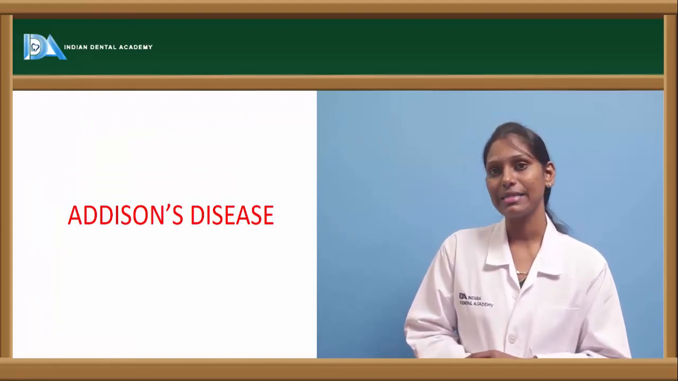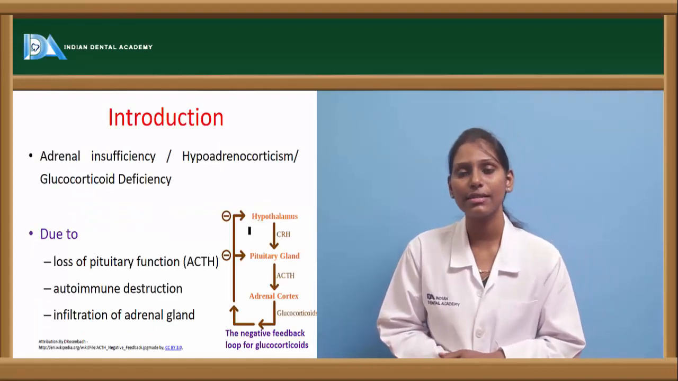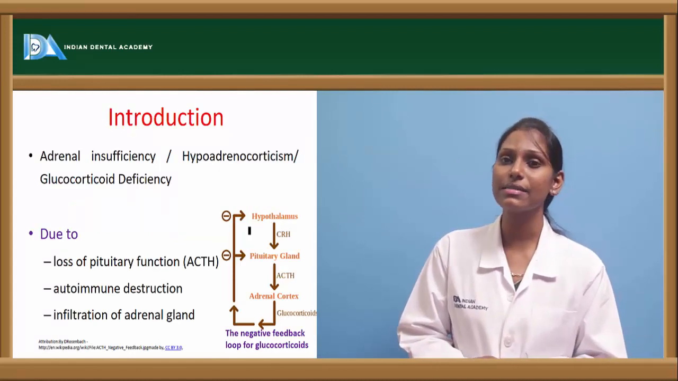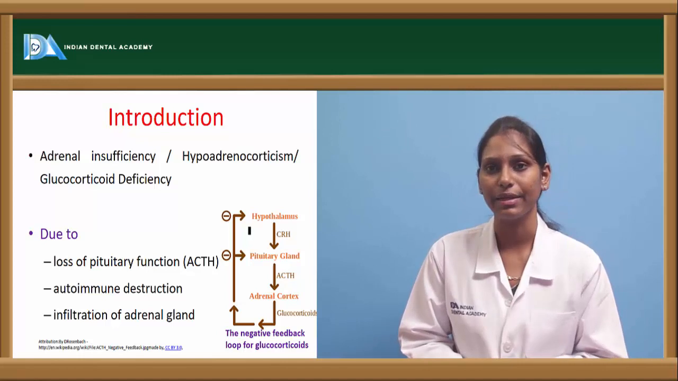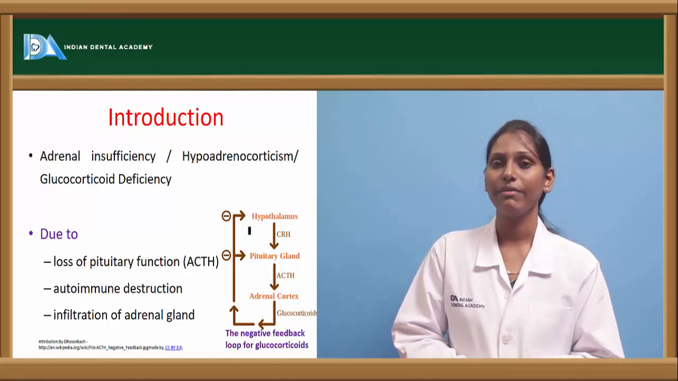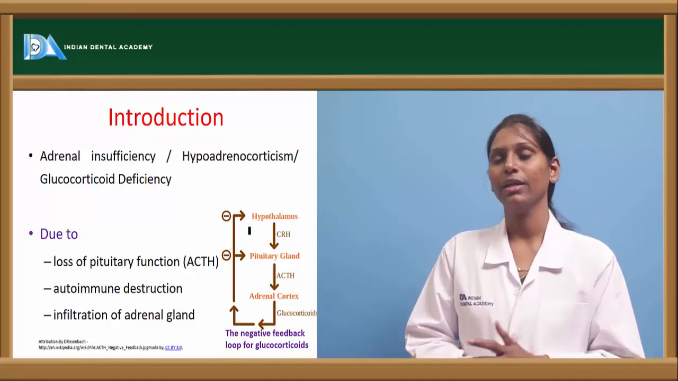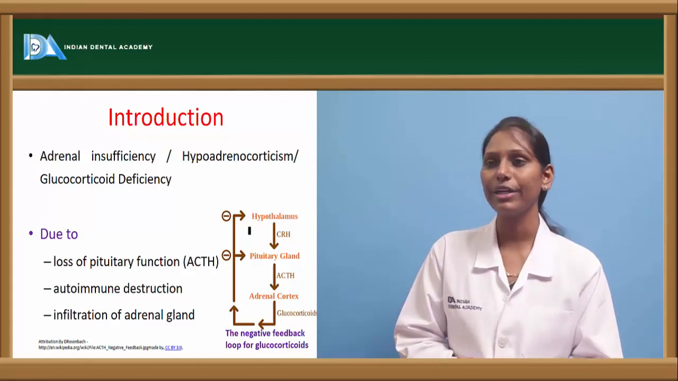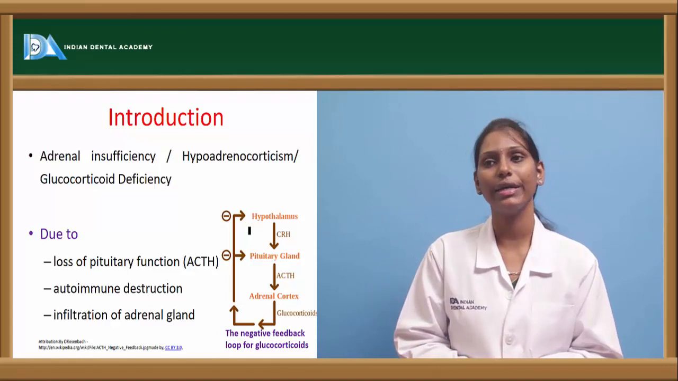Now coming to Addison's disease. Addison's disease is nothing but hypoadrenocorticism. In this, there is decreased secretion of cortisol within the blood, or decreased cortisol level within the blood. It is also called adrenal insufficiency, hypoadrenocorticism or glucocorticoid deficiency.